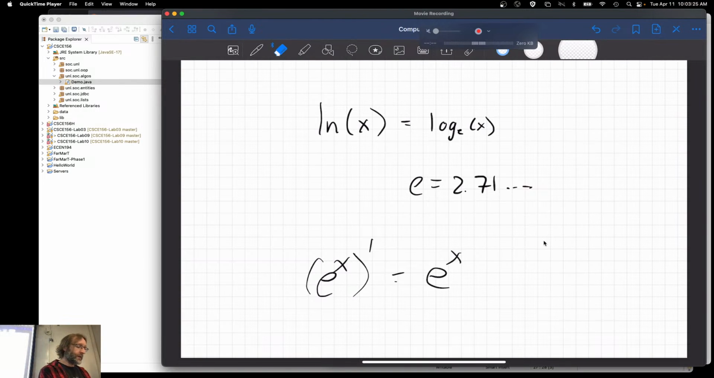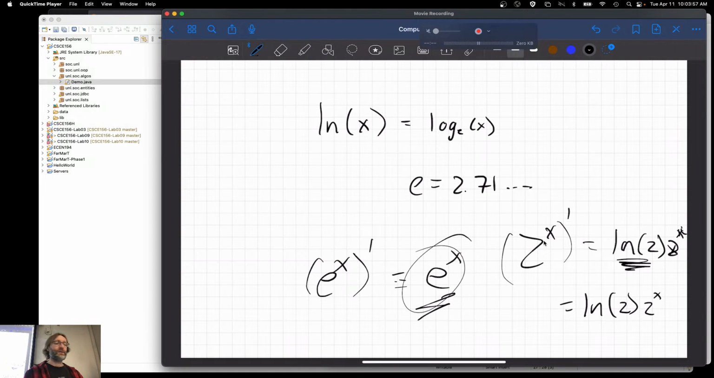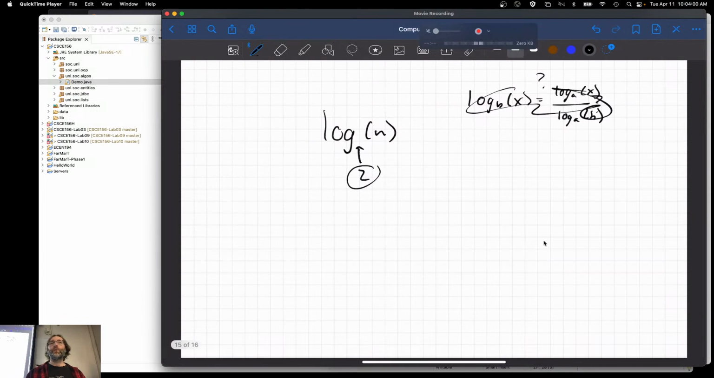If you use, say, 2 to the x, what is the first derivative of 2 to the x? There's a natural log of 2 sitting out front because of the change of base formula. So self-respecting mathematicians will consider e to be natural. Computer scientists consider what to be natural? Binary, because that's what all our computers are.